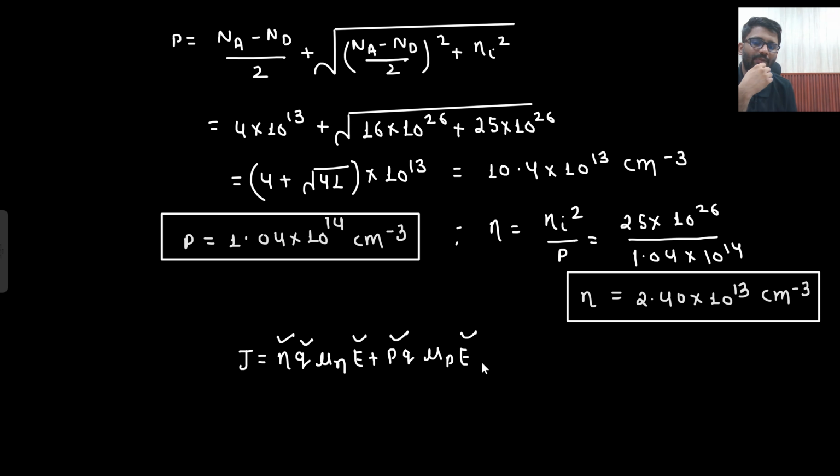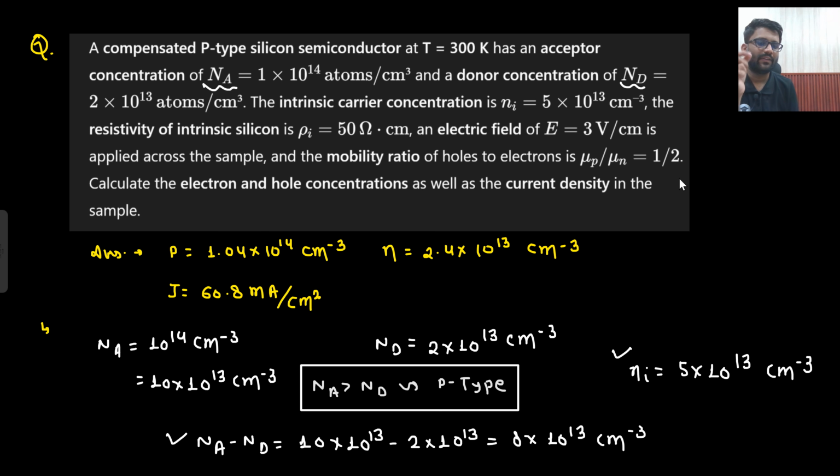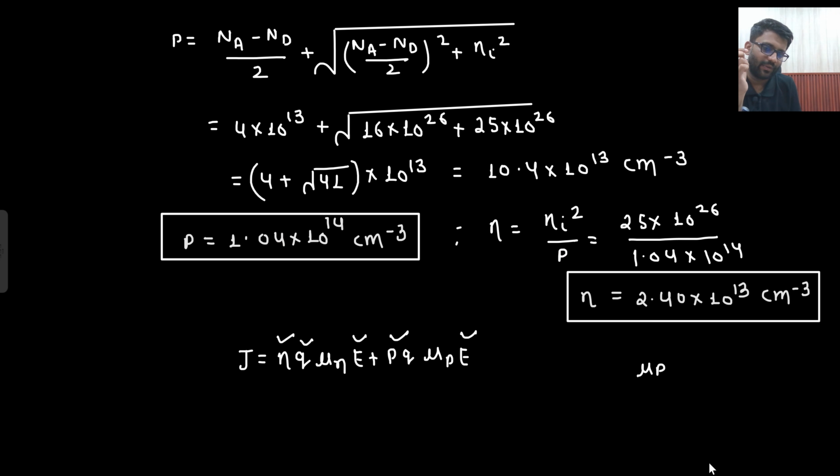The only concern is mu n and mu P. They haven't given the value, but they have given mu P divided by mu n is 1 by 2. This is what they have given. So I can write down 2 mu P is equals to mu n. So mu n is just double of mu P, right? This is what they have given.